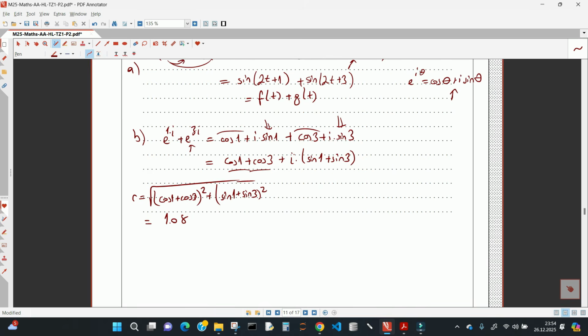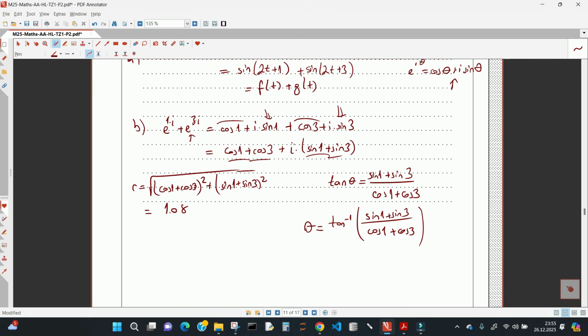So we now need the angle. We call it the argument of the complex number, which is tangent theta equals the imaginary part divided by the real part. From here you can write theta equals the inverse tangent of this fraction. Now we will calculate this.